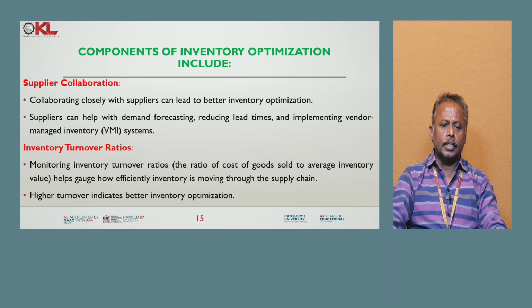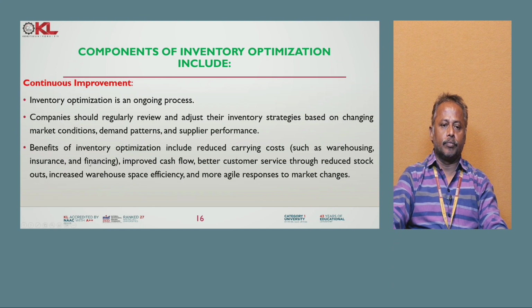Next, inventory turnover ratio. So, monitoring the inventory turnover ratio is very helpful to gauge how efficiently and how effectively inventory is moving through the supply chain. So, a higher turnover indicates better inventory optimization.